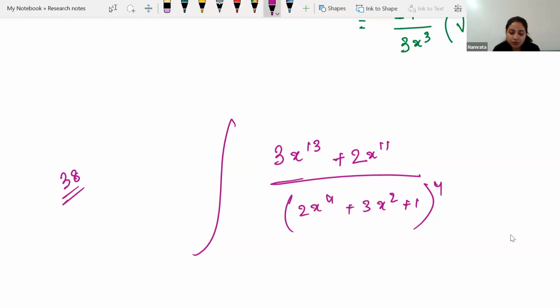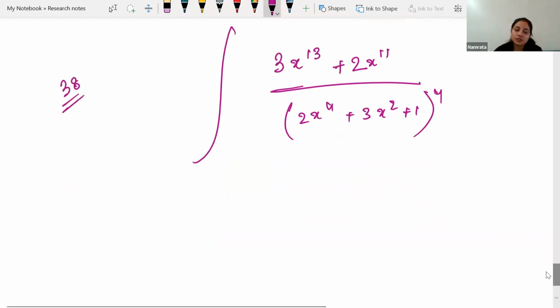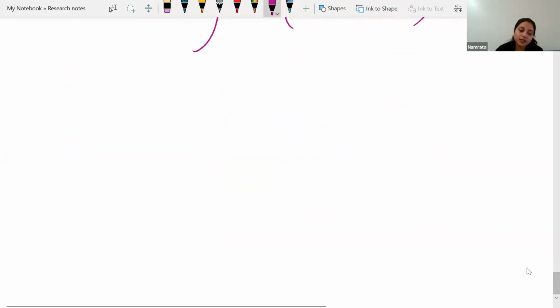What exactly, here also is there a, b or anything? Just a moment. No, only the options are there. Just do this integration and find the answer.